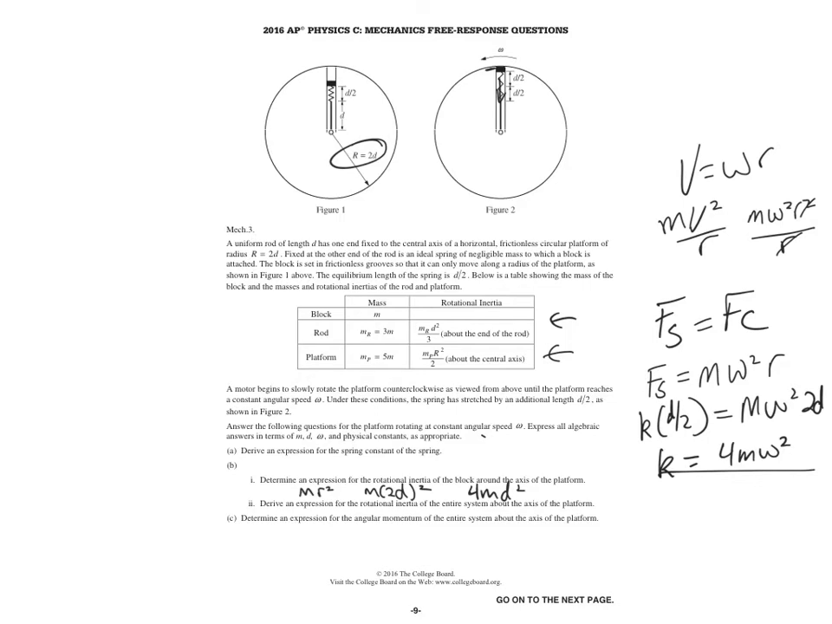And then let's find the rotational inertia for the entire system. Basically you just had to add them all up. So the I for the system is going to be equal to the I of the block, which we just got, 4md squared, plus the I of the rod plus the I of the platform. And we know what these values are because they give them to us. So I guess that should be the m of the block, d squared.